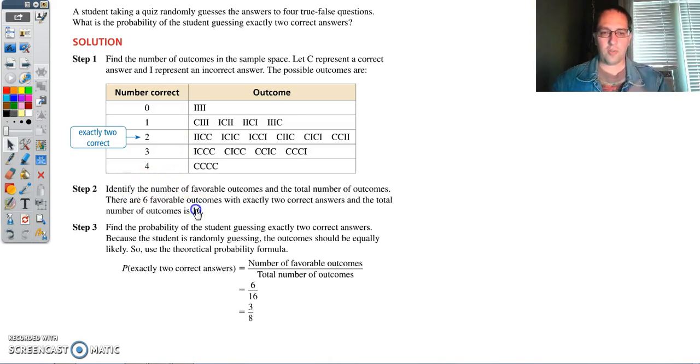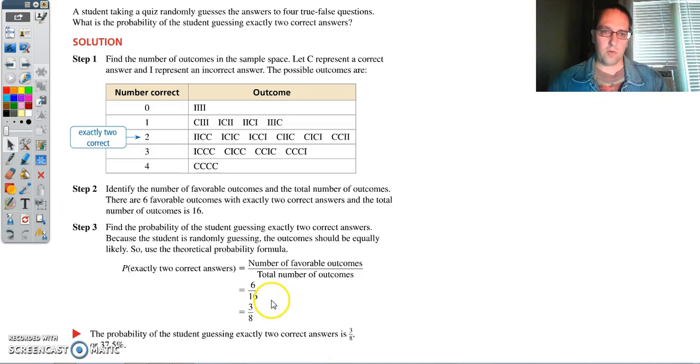We have 6 over 16, favorable over total. Simplify that, of course, so it's 3/8. Now, it makes a little bit more sense if you change it to a decimal, or even better as a percent, and that is a 37.5% chance of getting a 50.